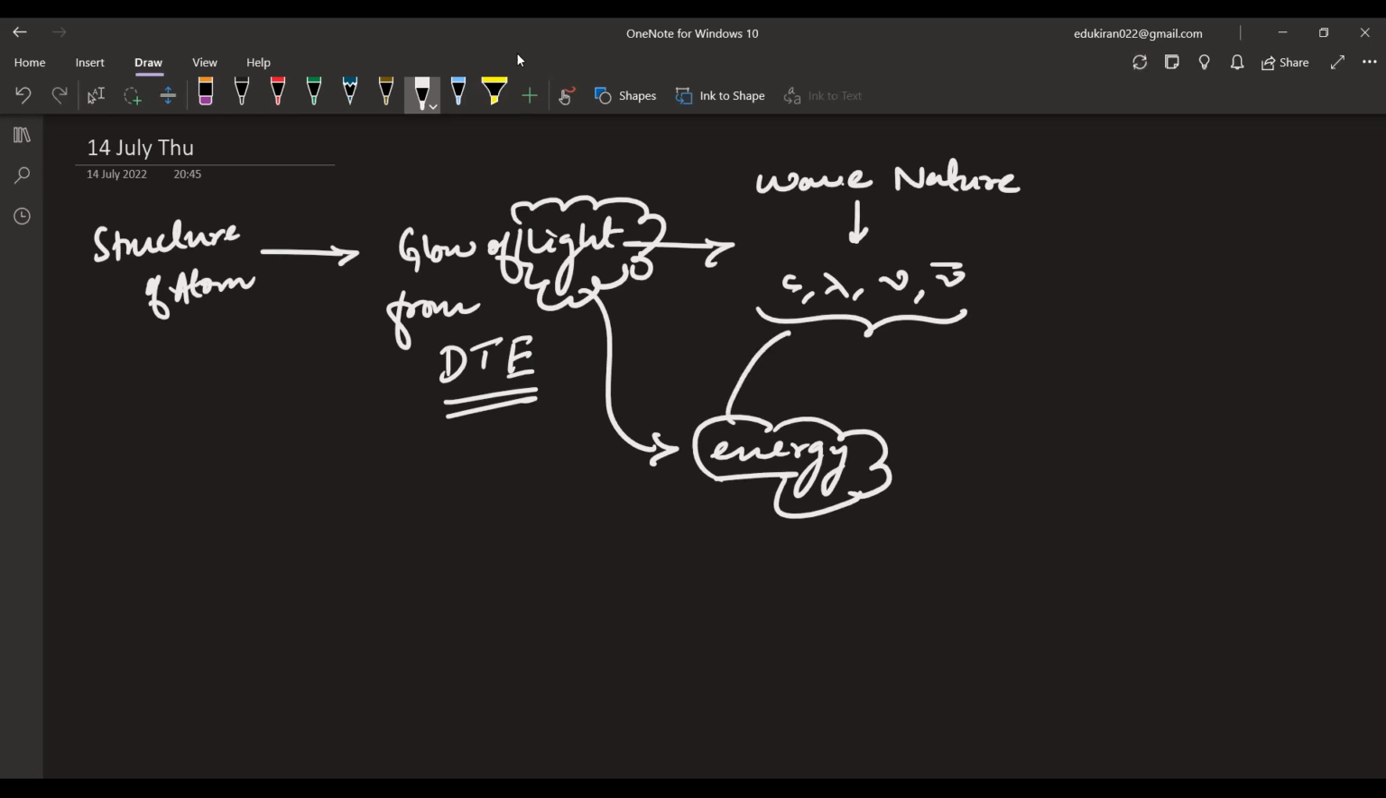Now, this energy can be related to the characteristics of a wave. We saw that E is equal to h nu, or E is equal to hc upon lambda. We saw these equations and we are learning about this. So why are we learning this? Because the discharge tube experiment gave us light, and now we have to study it.